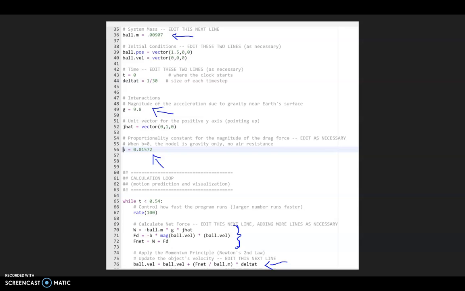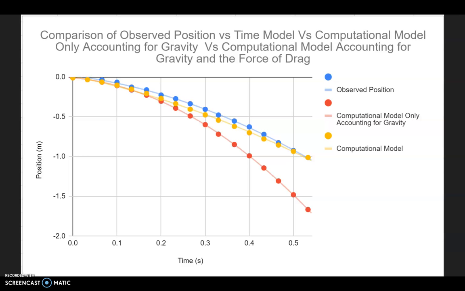I calculated the force of drag by multiplying this coefficient by the square of speed, which in this case is the magnitude of velocity. Using this new net force, I updated the new velocity using the same formula as I used before. I then plotted all the positions versus time on the same graph in order to compare the results. In this graph, the blue line is the observed position from the tracker analysis, the red line is the computational model that only accounted for the force of gravity, and the yellow line is the computational model that accounts for both the force of gravity and the force of drag.